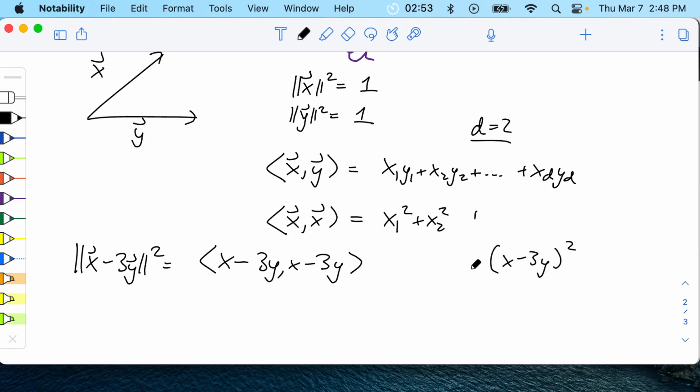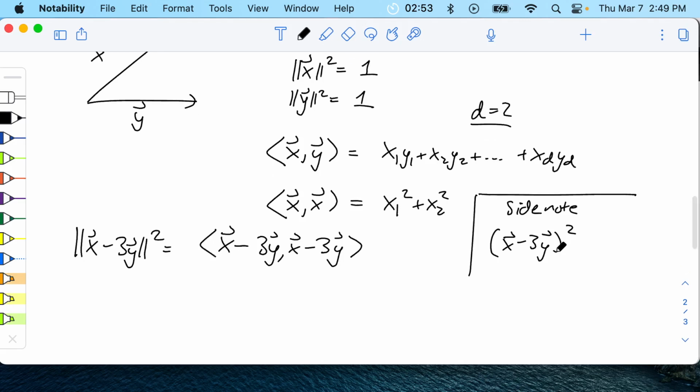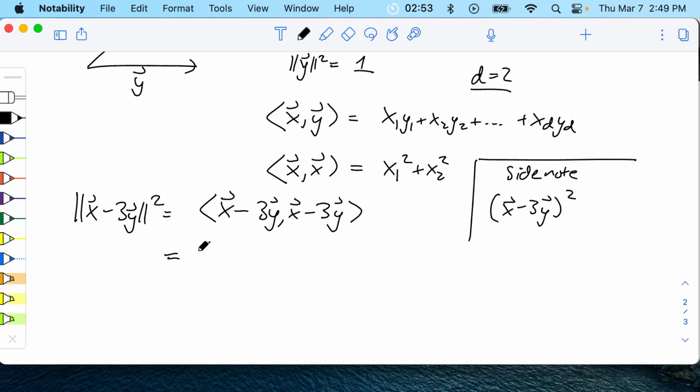Like this is a side note, completely unrelated. You can't actually do x minus 3y squared because they're vectors. Okay, let me put the vectors back in. Like this doesn't make any sense. You can't square a vector. But whatever the rules are for doing x minus 3y squared, the same rules apply to the inner product because they're both bilinear. Okay, and so after expanding it out, you should get the inner product of x with itself.